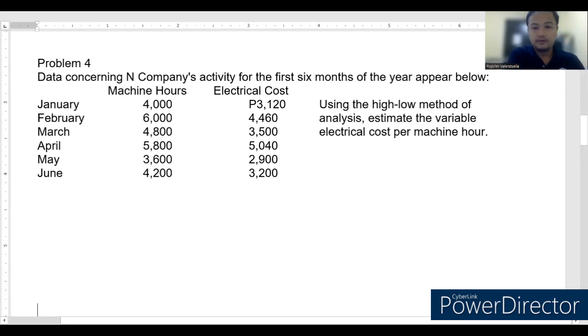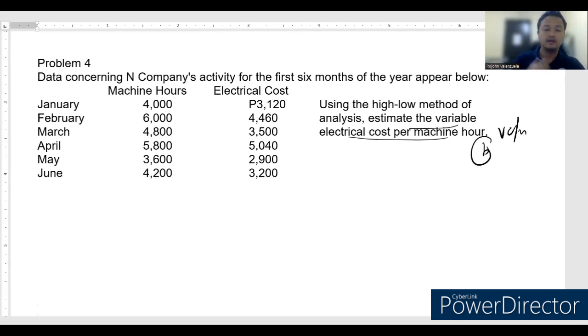So, problem number 4. Again, using high-low method of analysis, estimate the variable electrical cost per machine hour. Ito yung ating variable cost per unit. That is your B. Okay, so again, assuming all of this data are within the relevant range, wala tayong outlier. Okay, so wala tayong outside, assuming lahat ay inside or within. Pili tayo ng highest. So highest natin is 6,000. Your lowest is 3,600. So use the high-low method.